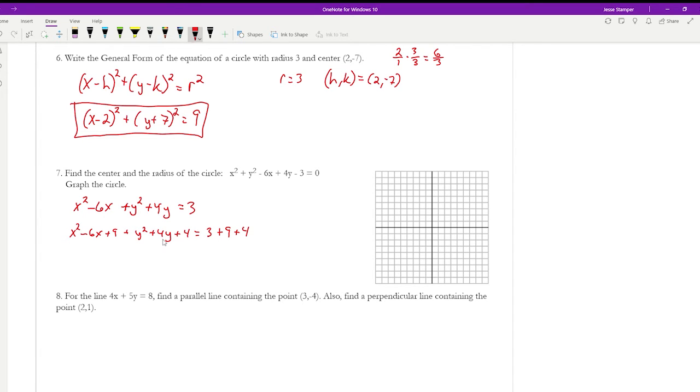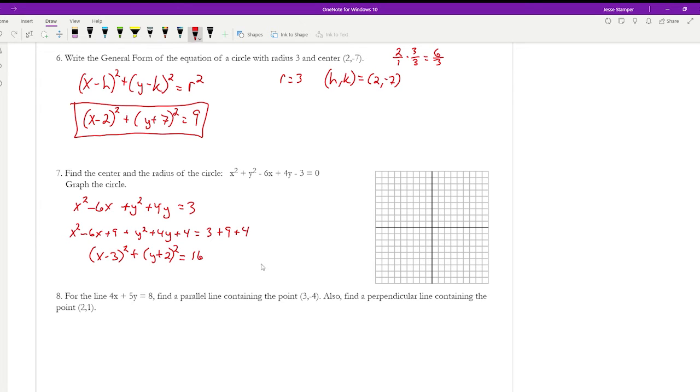Now, x squared minus 6x plus 9 reduces down to (x minus 3) squared, because remember, it's half of 6, so it's a negative 3 squared. Plus, and then our y reduces down, half of 4, (y plus 2) squared, equals 3 plus 9 is 12, plus 4 is 16.